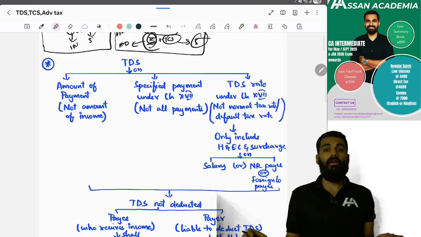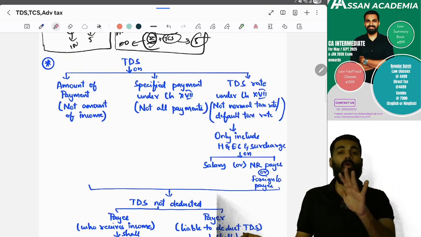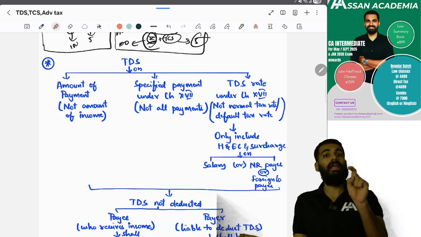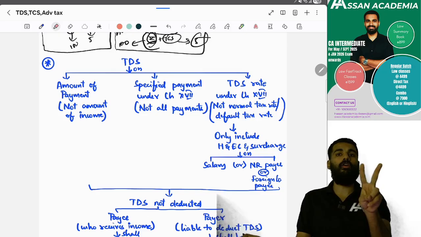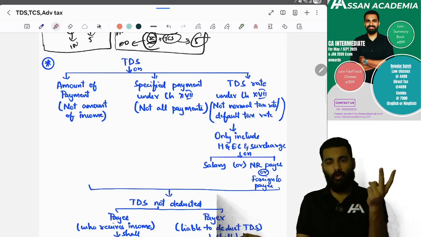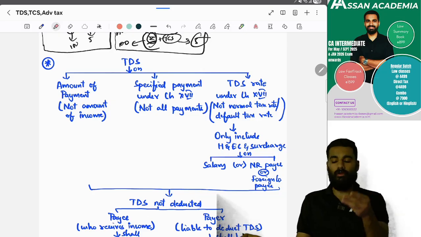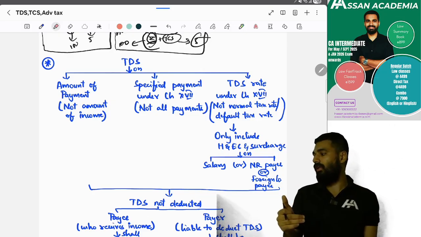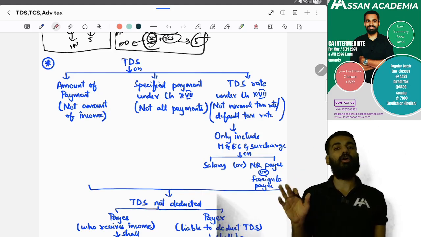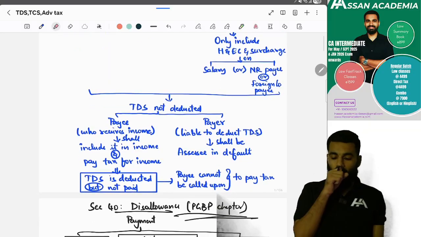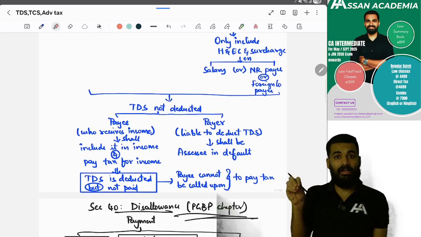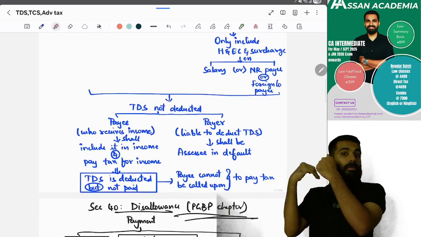There will be only the TDS rate. There won't be any surcharge or cess. But in case of salary, in case of section 194P, and also in case of a non-resident payee or foreign payee, it is slab rate. In this we will include health and education cess and also surcharge.